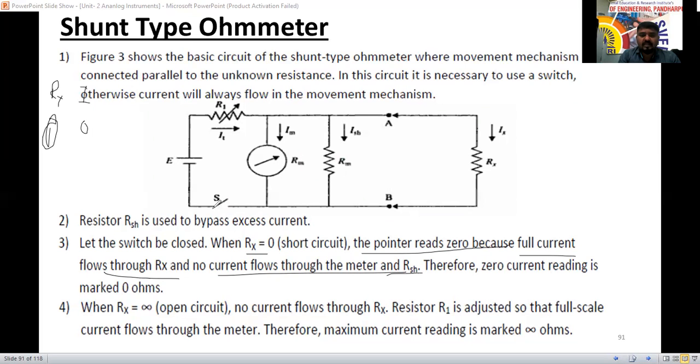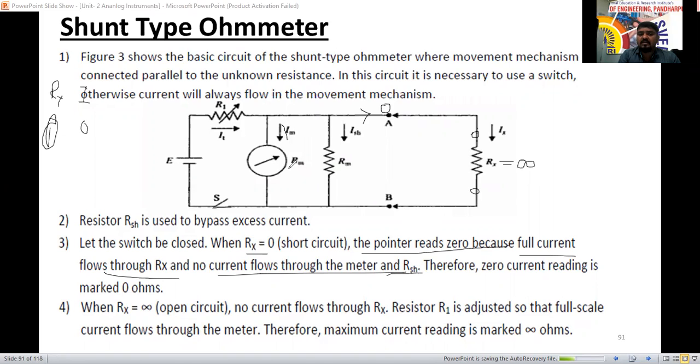Again I will consider the switch is closed and Rx is infinity. So the current flowing through this one, it acts as an open circuit. Then the current flowing through this unknown resistance is 0.